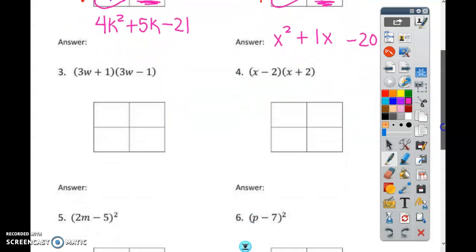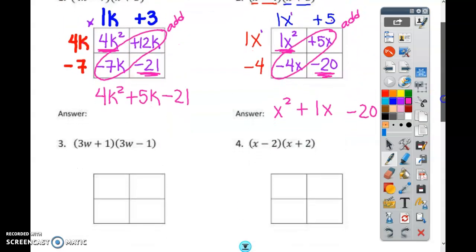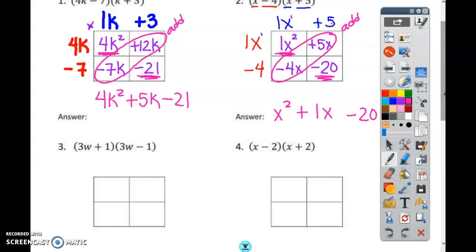Pause the video. Go ahead and try number 3 and number 4. Pause the video right now and work it out. Okay, so you should have paused the video. You should have worked these out. If not, I'm going to work them out for you anyways.